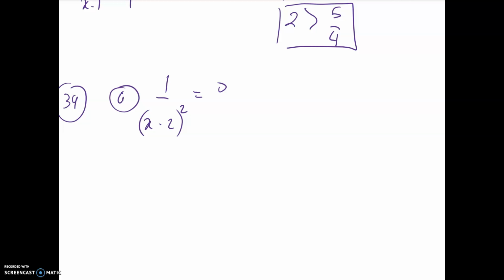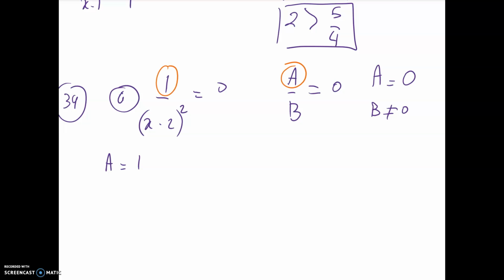And so we need to find a solution of that. The only way, when you have a fraction a divided by b, that your fraction is equal to 0 is to have your numerator equal to 0, because we know that the denominator cannot be equal to 0. In your case, the numerator equals 1. Therefore, 1 cannot be equal to 0, and so the answer for the equation 1 over (x minus 2) squared equals 0 is no solution.